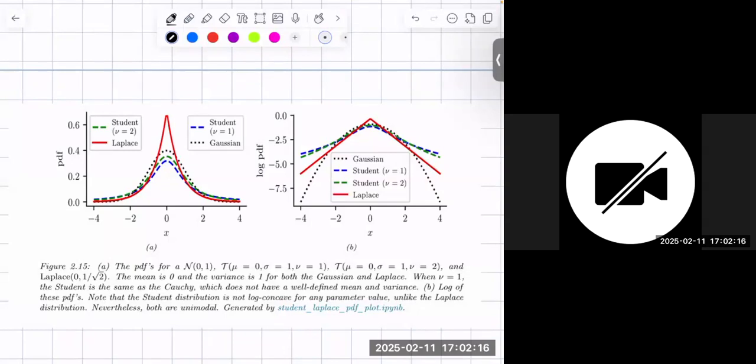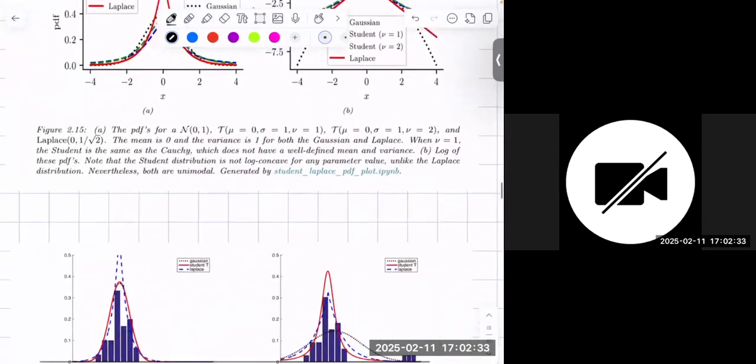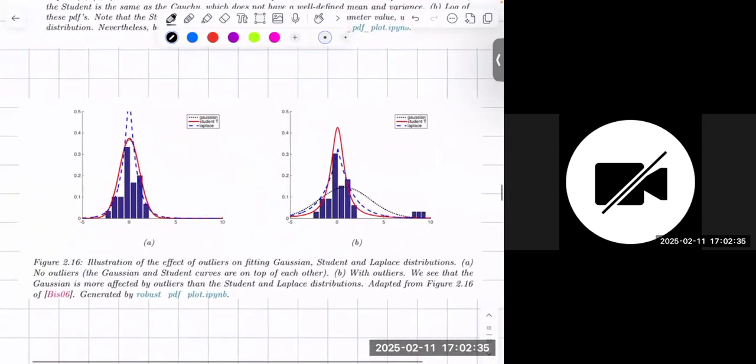And see that Laplace has the biggest peak. And Gaussian has pretty quick decay compared to the student T. And that's kind of all you need to know for this moment, okay? And the other picture here.